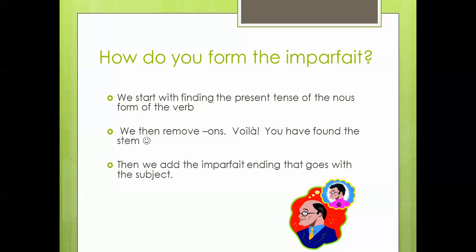All right, so I really like the imparfait because this is a tense that is totally regular. What that means is that every single verb in French follows this one rule that I have shown you on this slide, except for one, and I'll talk to you about that in a few minutes. All right, so this is the rule. The first thing you do is you find the present tense of the nous form of the verb. You would take off the ONS. Voila. That is your stem or your root to which you're going to add the imparfait endings. And that's it. It's that simple.